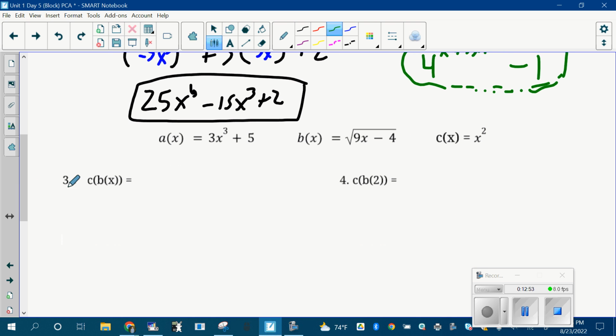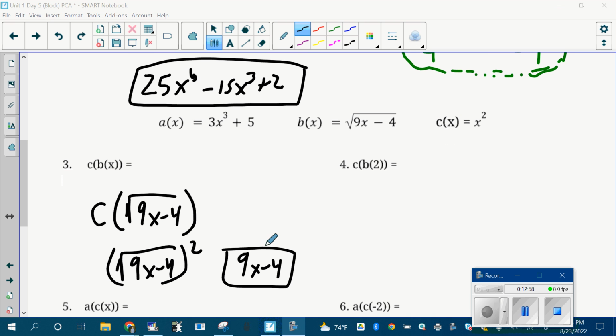Do 3 real quick. Go. Pause. Do 3. Cool. So I'm doing c of square root of 9x minus 4. So I'm sticking square root of 9x minus 4 into c in the place of x. The square root and the squared cancel. I get 9x minus 4.